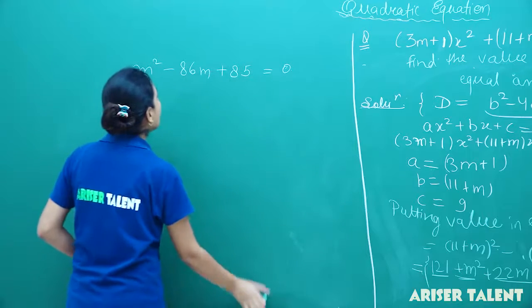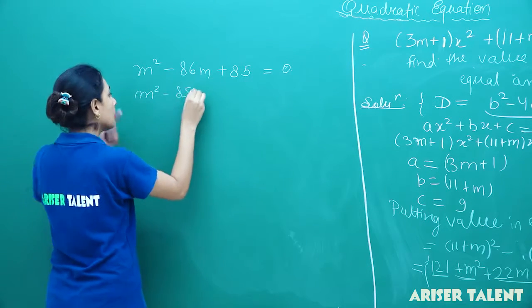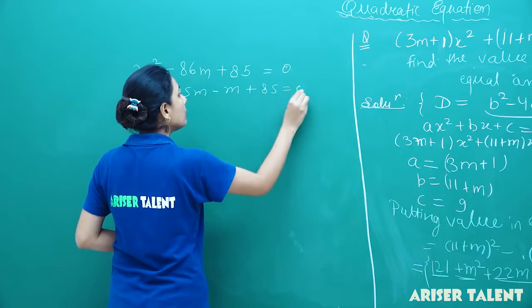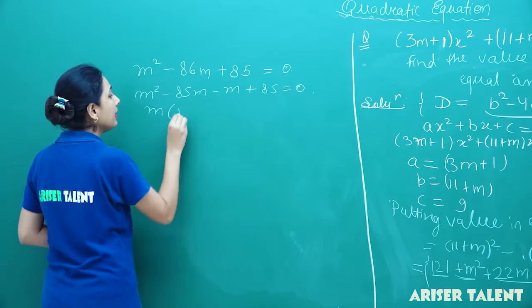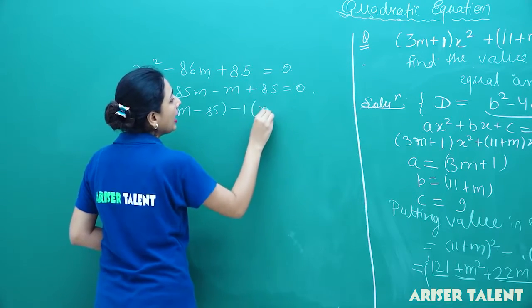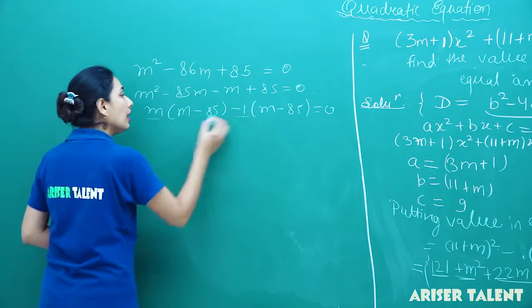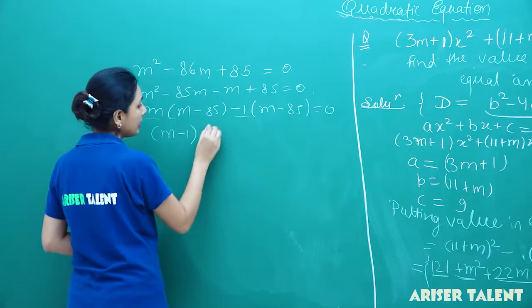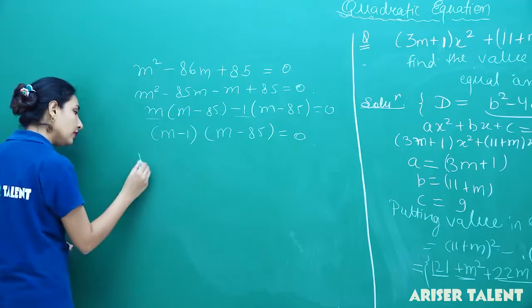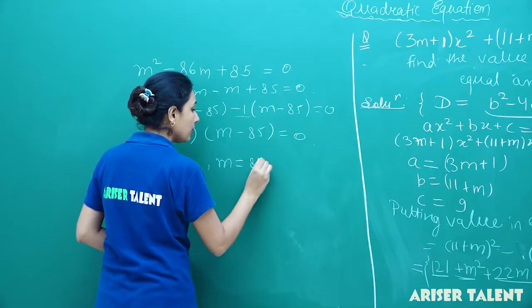Now, students, I can just simply factorize it by splitting the middle term: m square minus 85m minus m plus 85 equals to 0. So, it will become m minus 85 minus 1 times m minus 85. Okay, I have taken this common. So, I will be having (m minus 1)(m minus 85) equals to 0. So, the value of m will become 1 and here m equals to 85.